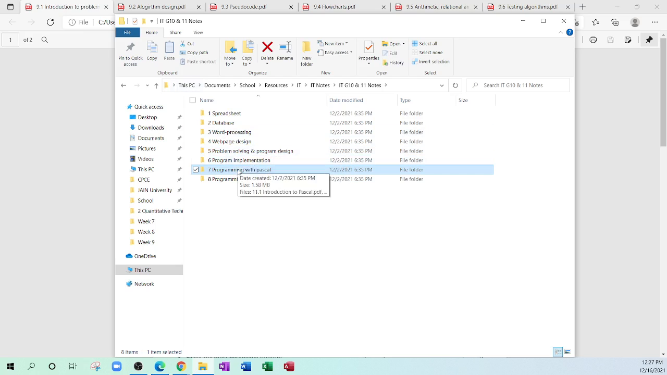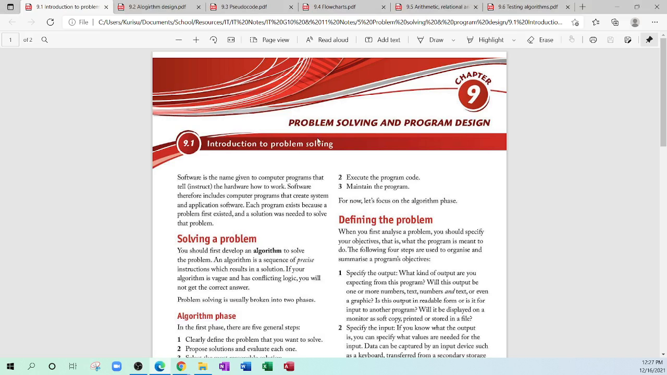So for this first section, problem solving and program design, what we're basically doing is trying to understand the basics of programming. Why does a person create a program? How does a person create a program? And how to properly plan to create a program. So it's not just that you have this great idea one day that you want to create a program to solve some sort of problem.